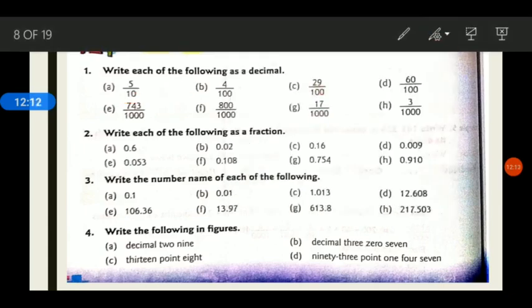If 4 upon 100 is given, then we put the decimal before 2 digits, because in 100 two zeros are given. So 4 we write as 0.04. 29 upon 100 we write as decimal 29. 60 upon 100, decimal 60. Understood? If in the denominator 1000 is given, then we put the decimal before 3 digits. It means the numerator already has 3 digits. We put decimal 743.